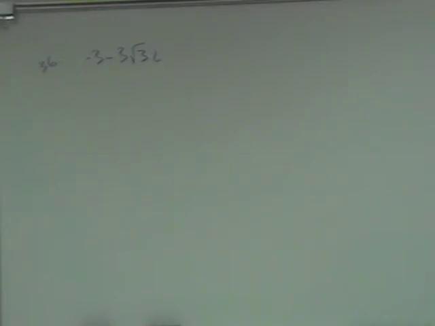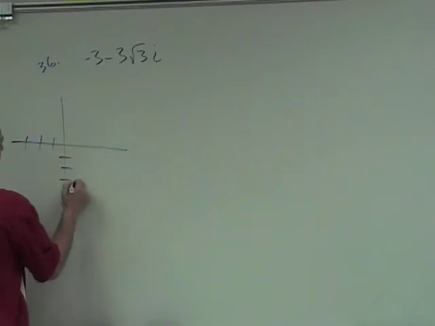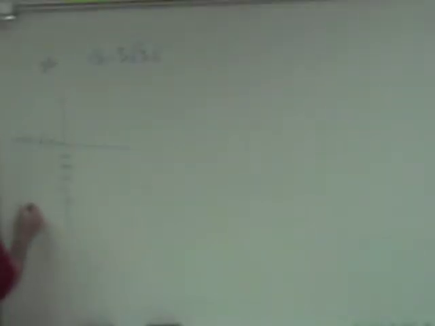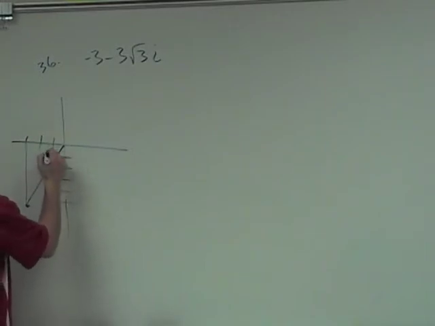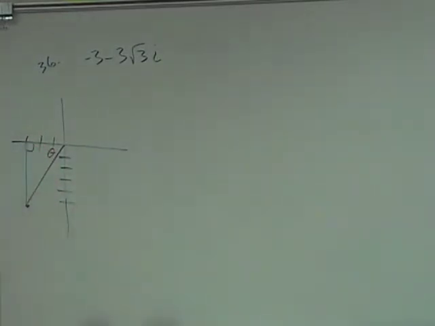Well, 3 times radical 3 is about 5.1. That's the right idea, though. So you're in the third quadrant, right? That's the important part. Good guess, but you need to show why.